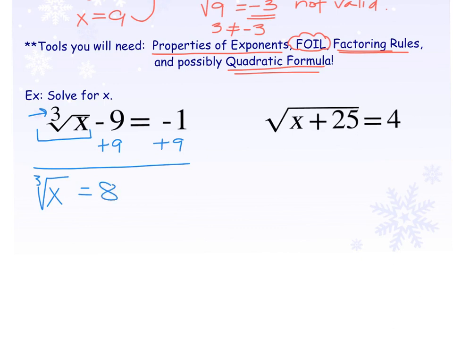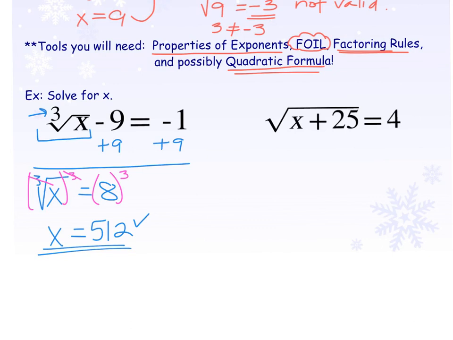Now you want to raise each side to the same power as the index, which means I'm going to cube the left-hand side and cube the right-hand side. The cubed and the index of 3 cancel out, leaving you with just x. On the right, 8 to the third power, or 8 cubed, is 512. And again, because the index is odd, this is a valid solution. It's not extraneous. Over on the right, we have an example that is an even root.